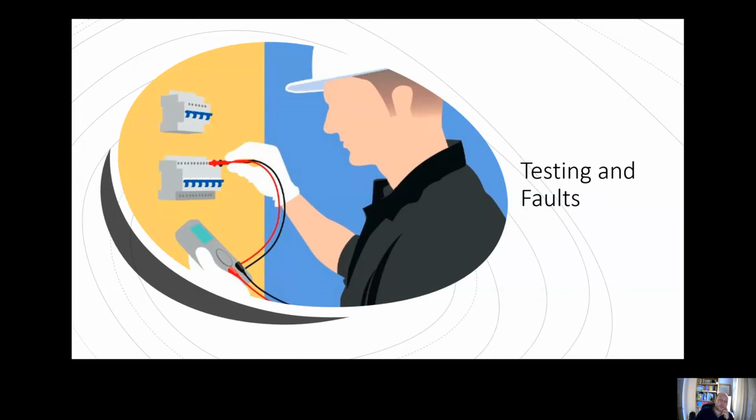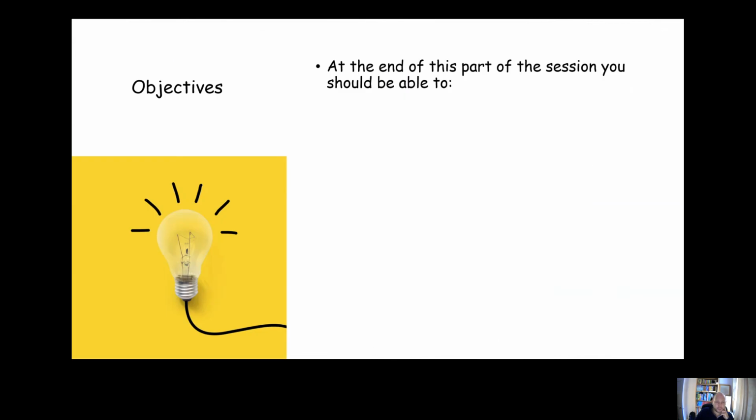Session 3, Part 2. We're going to look at testing in faults. So at the end of this part of the session, you should all be able to list in order the process of safe isolation procedure, which we've already looked at in the safety module.